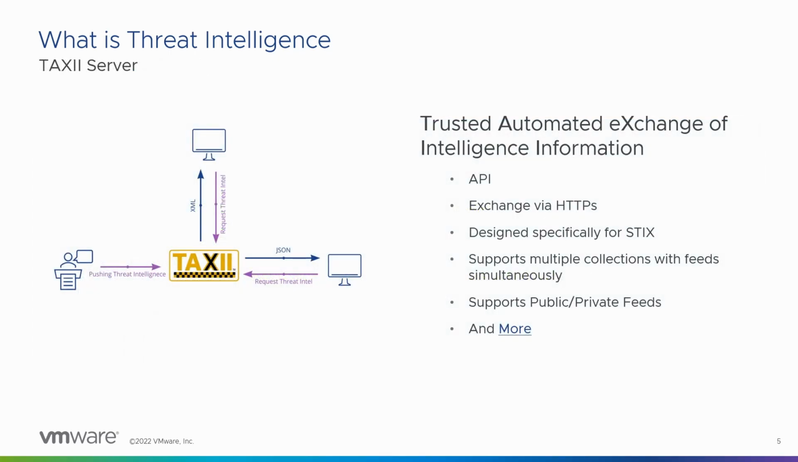So let's move on to the TAXII server. So what is TAXII first? It's an abbreviation for Trusted Automated Exchange of Intelligence Information. And as I said, it is a transport protocol used to distribute STIX information. It uses the HTTPS protocol. Overall, this is a web API. It has some routes for pushing and pulling STIX information, and it is designed specifically for STIX.